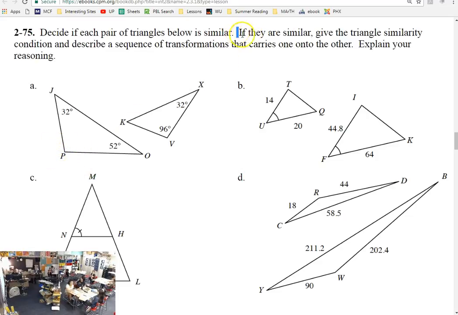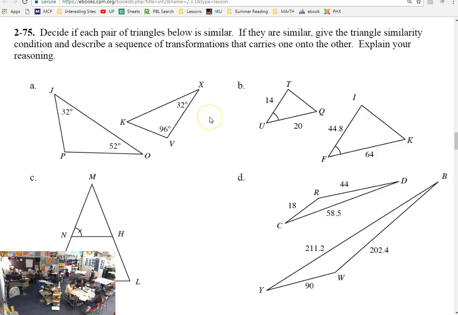So still, how would we transfer them then? What's our composition of isometries? Dilation, reflection, rotation. This will need a reflection because X has to map to J, V to P, and K to O. We will need to reflect it. You know, like knockout.